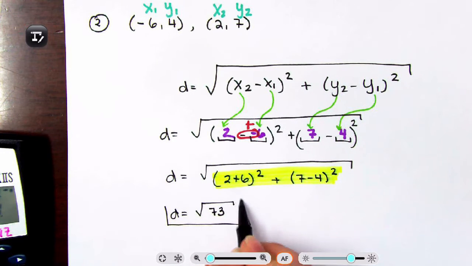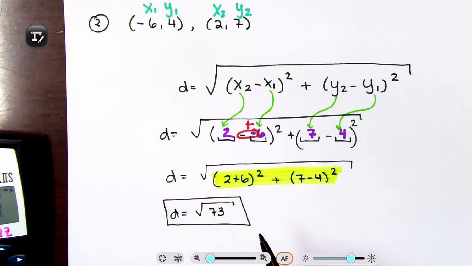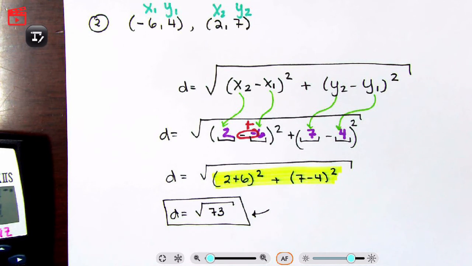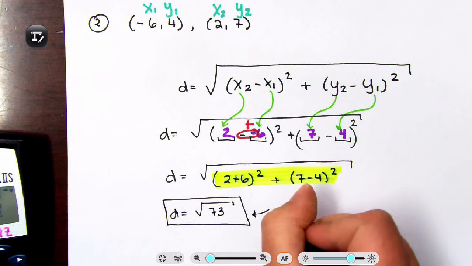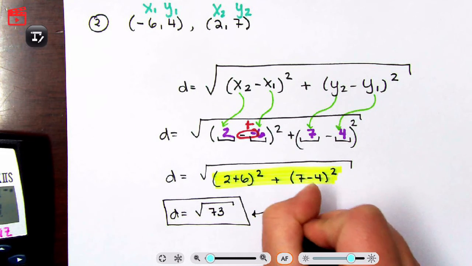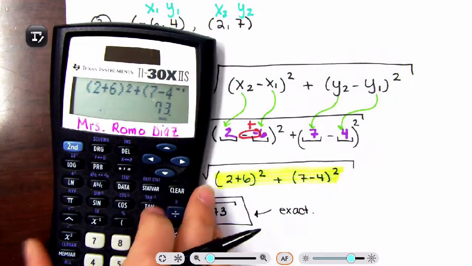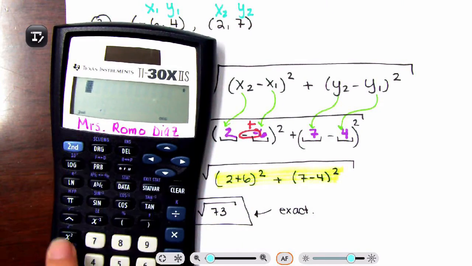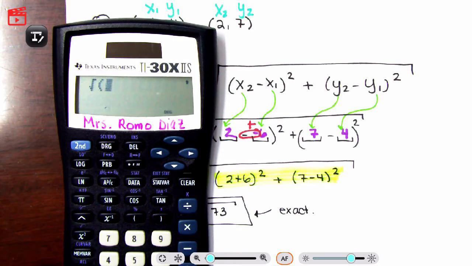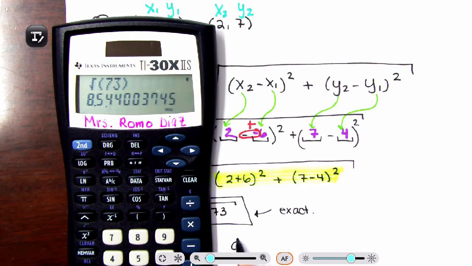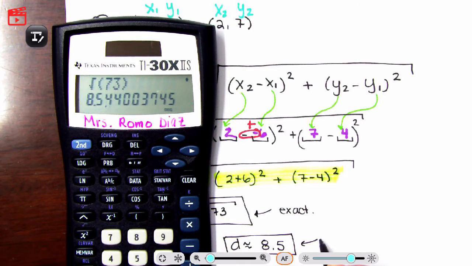Now keep in mind these exact answers potentially could be simplified. Right now in my class we are just wanting to get here. Our simplifying of radicals will come in a later lesson. So this is your exact answer. Now if you wanted to round your answer, you're going to press second, press this symbol here, type in that 73, and press enter. So you have lowercase d is approximately 8.5 for your rounded answer.